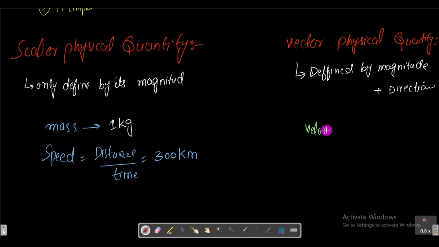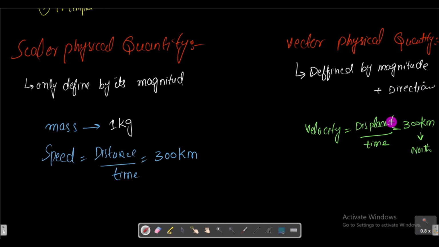Velocity is equal to displacement divided by time, and displacement is actually a vector quantity. Therefore this velocity will be a vector quantity. In the case of velocity, the person will show the direction. In speed, they do not show the direction, but here you will say that I came from the north by covering 300 kilometers.